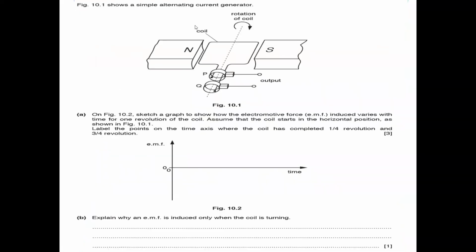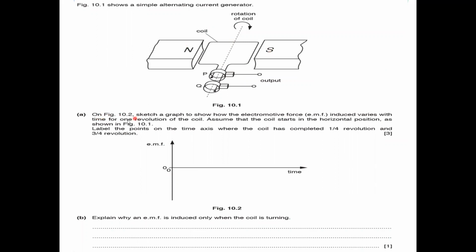Now some questions related to AC generator. As you can see, figure 10.1 shows a simple generator. There is a coil. These are the slip rings. This one is a carbon brush, and these are the poles of a magnet.